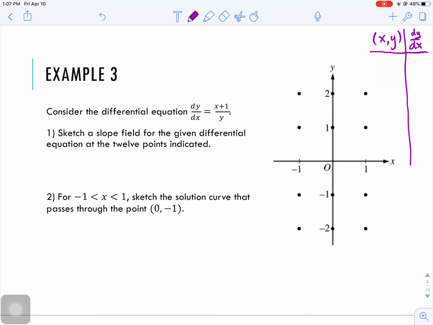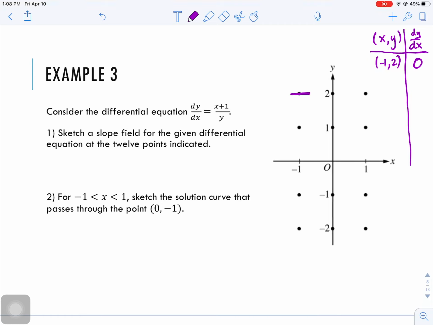And I'm just going to start up here at the top, at the point (-1, 2). All I do is take x equals -1 and y equals 2, and plug it into dy/dx. So -1 plus 1 is 0, divided by 2 is still 0, and so the slope at the point (-1, 2) is 0. To show that visually, at that point, we're just going to draw a little slope line, almost like a little tangent line, with a slope of 0. Well, a slope of 0 just means horizontal, flat. So we just draw a little line that has a slope of 0 at that point.